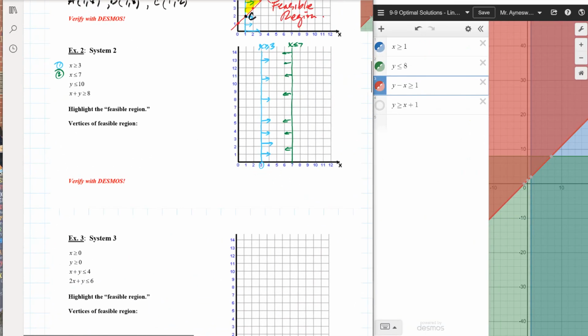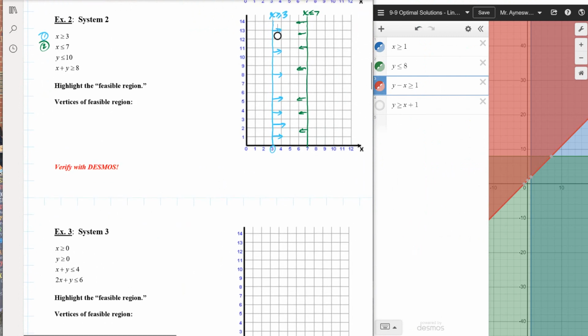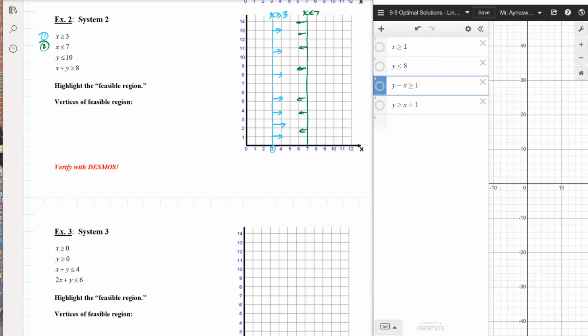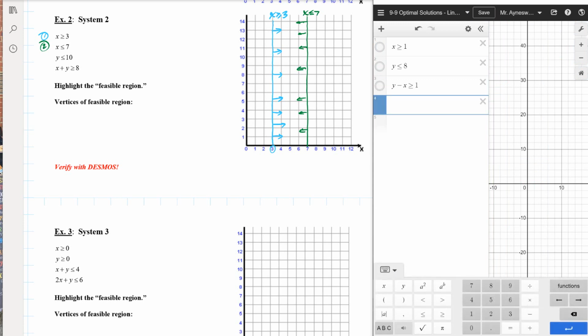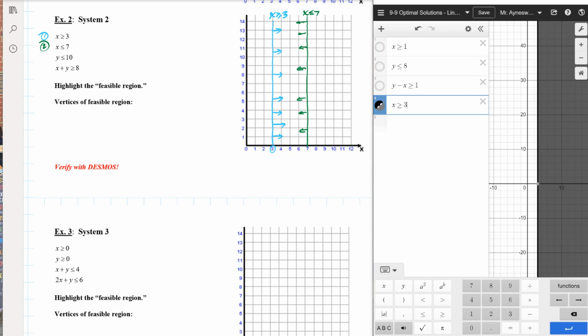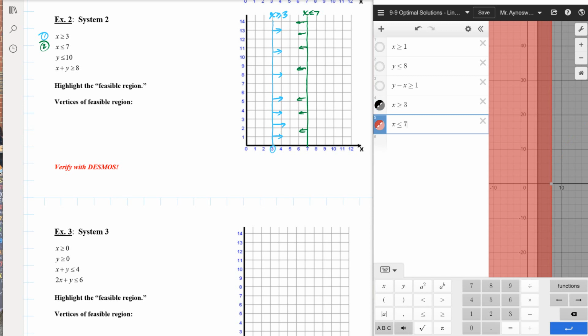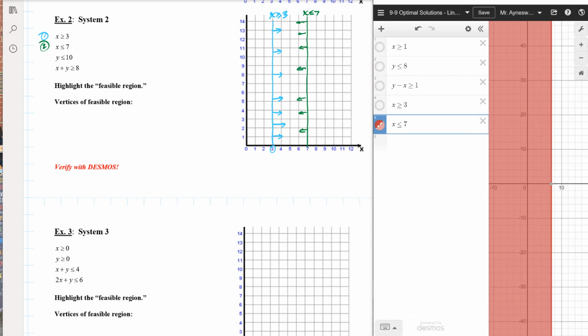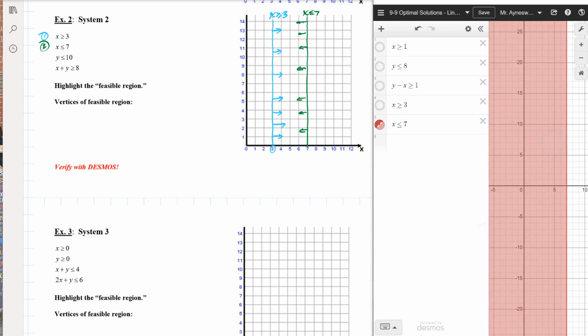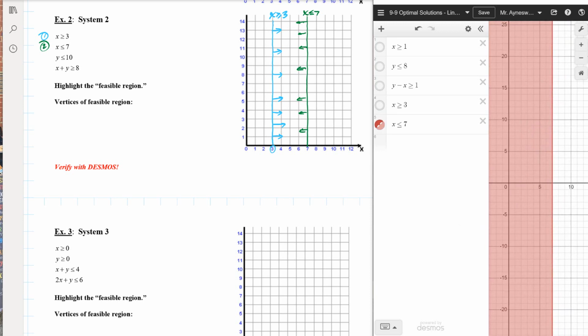Oh, and I forgot to do a little Desmos action here, so let me do that. I'm going to turn off these colors here, and then click on save. Make sure you save all your work. Let's enter in the next system. So x greater than or equal to 3. You can see that is to the right, as I indicated in light blue, or turquoise. And then the next one, type in x less than or equal to 7. Let me turn off the first one here, and notice it's to the left of 7. So you can see that more clearly and check your work as you go.